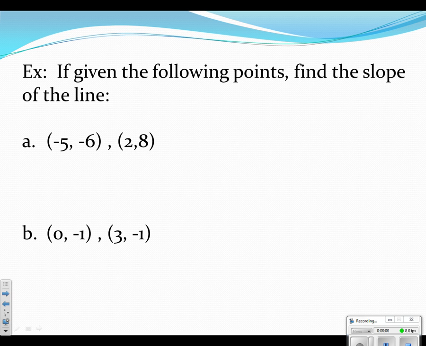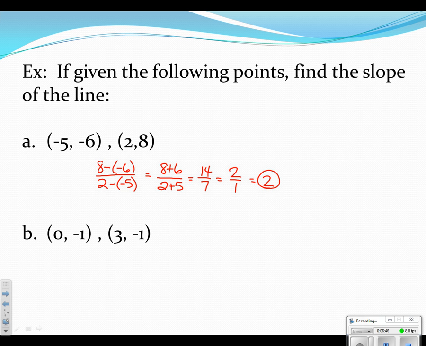So let's do a couple. If we have these 2 points on the line, what's our slope? My y values are 8 and negative 6. So 8 minus a negative 6 is my rise, change in y. 2 minus a negative 5 is going to be my change in x, or my run. So on top, I have 8 plus 6. On bottom, 2 plus 5. So 14 over 7, or a slope of 2 over 1. So the slope of that line would be 2, or 2 over 1.